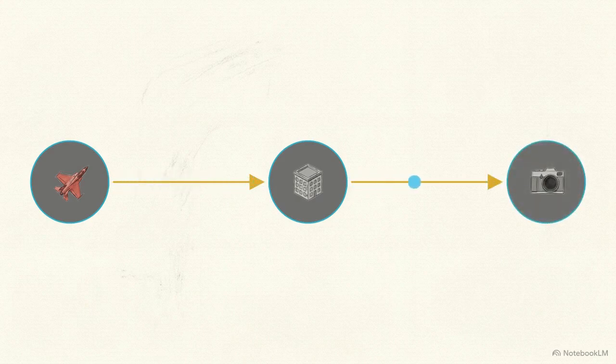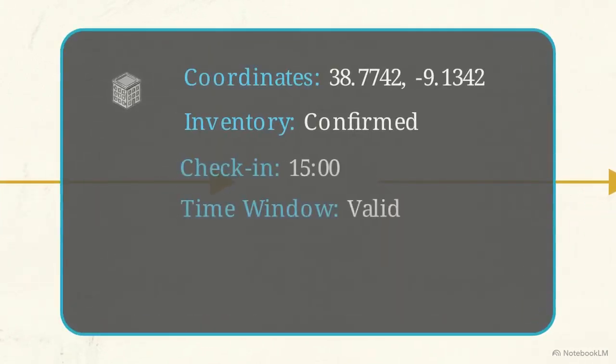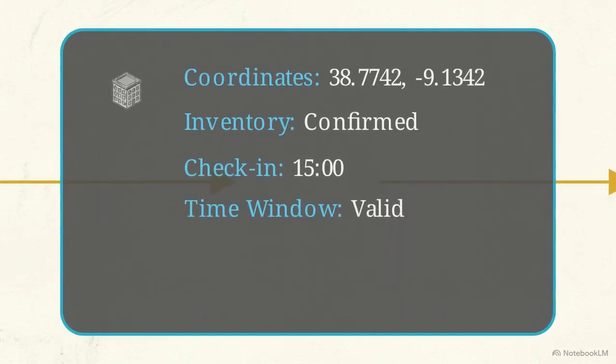Nodes represent events, flights, hotels, activities, connected by strict chronological rules and geographic distances. Live data feeds into these nodes. A hotel node becomes a container for real-time inventory and exact spatial coordinates.